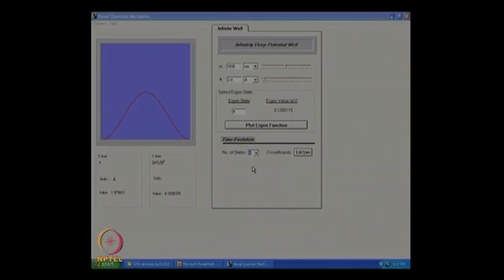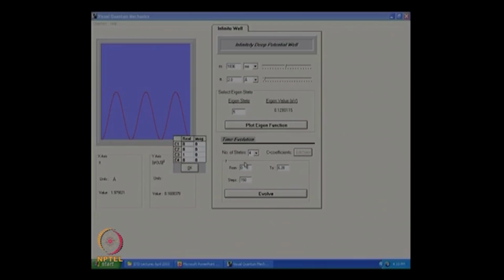Let me superpose the first 4 states. Let me put C 1 is equal to 0 and then C 3 equal to 1. I am considering only the third state, the particle is only in the third state. So, OK it and then evolve. So, this is also a stationary state, it does not change with time.